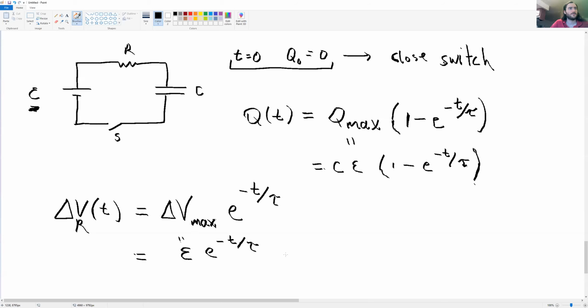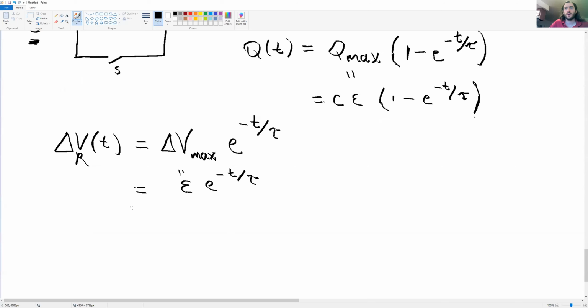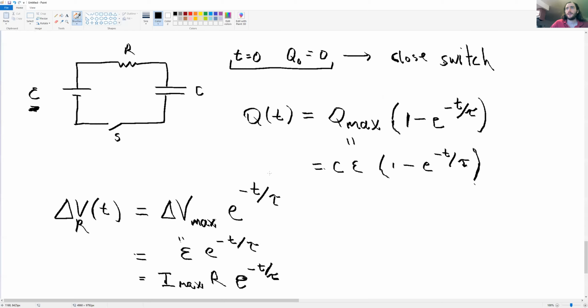Okay. You could even rewrite this one other way. Maybe you could say it's going to be I max times R e to the minus t over tau. That's also a valid answer there. What would I max be? Well, it would just be delta V over R for the resistor, right? So it'd be E over R. It's the same thing.